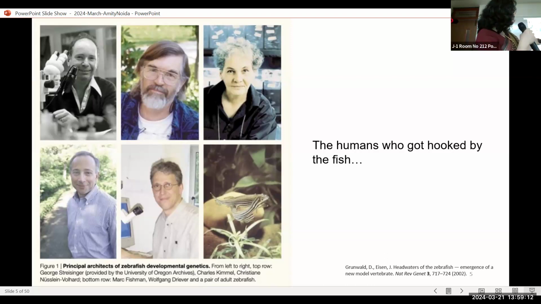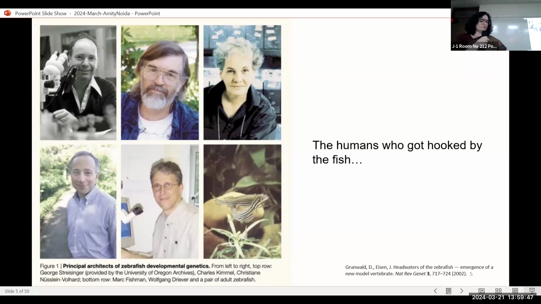So he picked up these fish, started fiddling with them, seeing whether he could set up breeding and collect embryos at the right time, etc. And Charles Kimmel picked it up and made it more of a developmental model. But the real explosion of this field happened when these three people, Christiane Nusslein-Volhard, Mark Fishman, and Wolfgang Driever, created a set of resources for this organism's research.